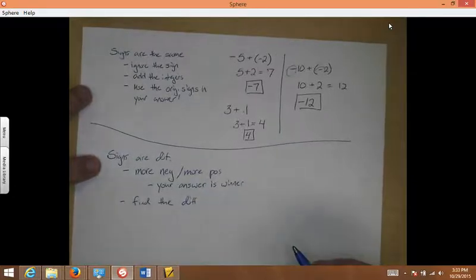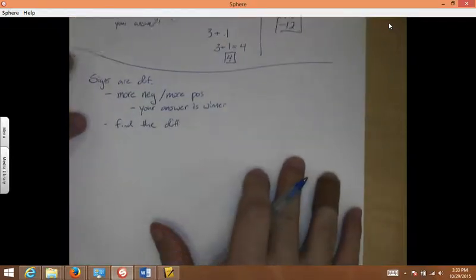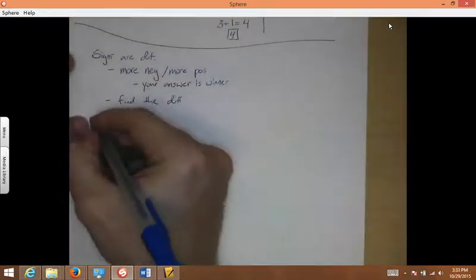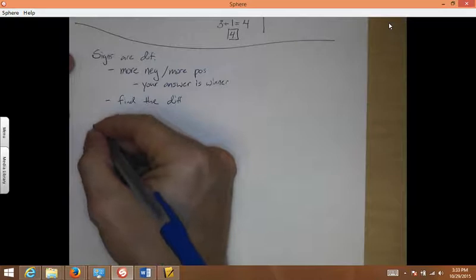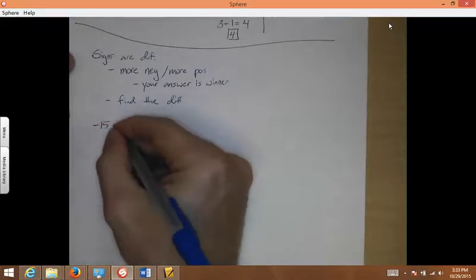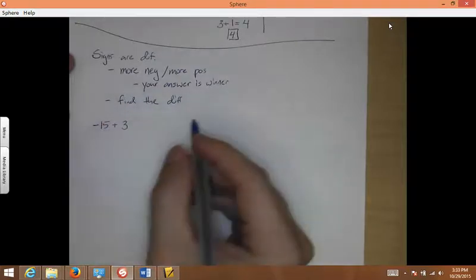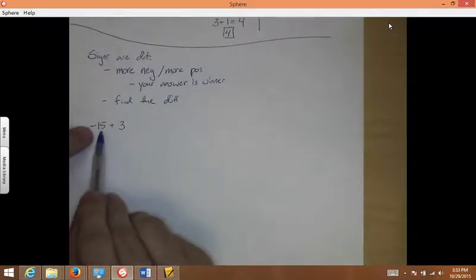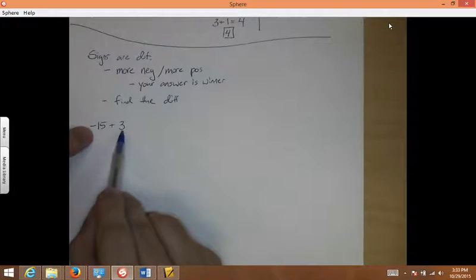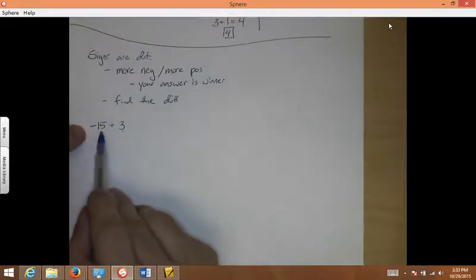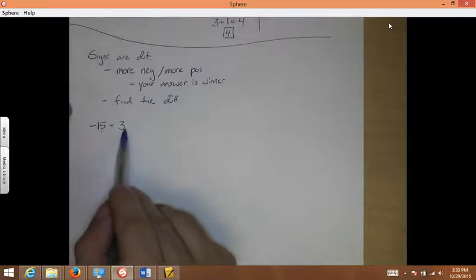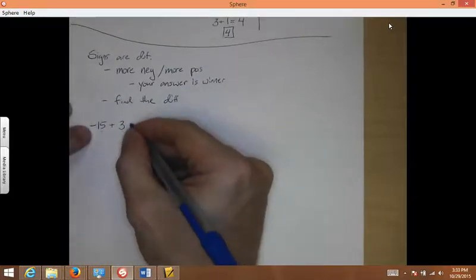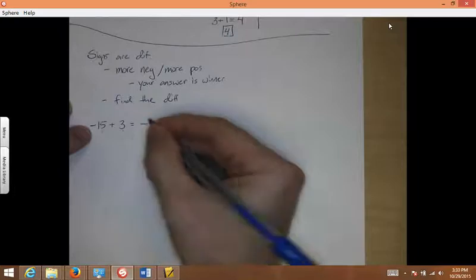So, let's take a look at what I'm talking about here. Slide this on up. Let's do -15 plus 3. So when I look at this, think of it like this. I got 15 negatives here, I got 3 positives here. Well, what do I have more of? Do I have more negatives or do I have more positives? Well, I got 15 negatives here and just 3 positives here. So the negatives win. Since I have more negatives, my answer is going to be negative.